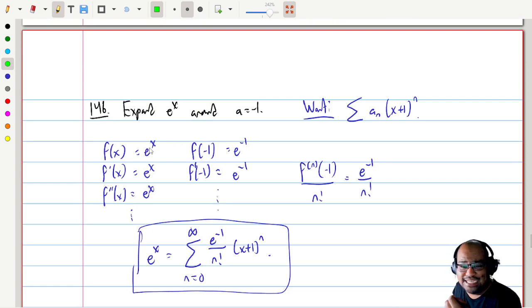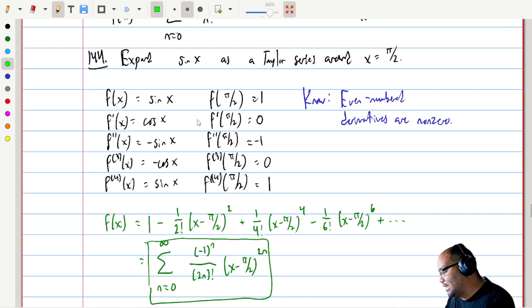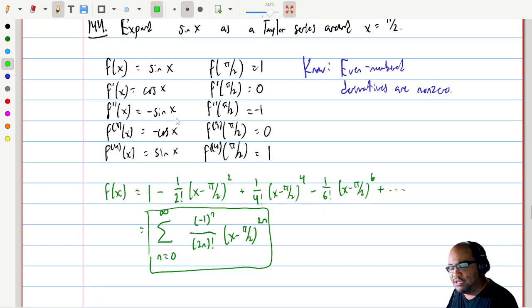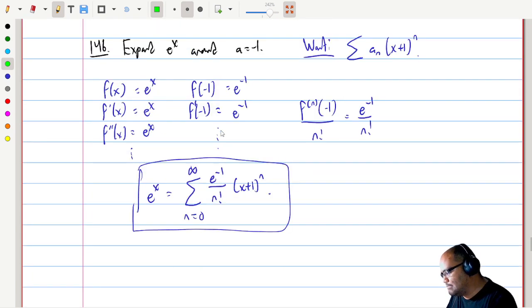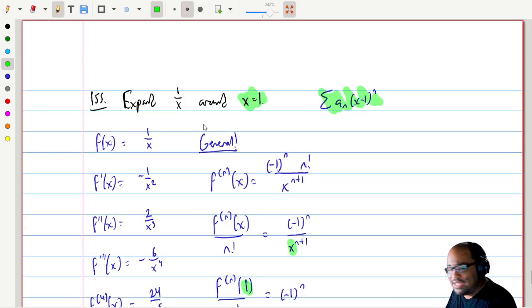This one was easy. e to the x is easy. It has an easy expansion. Okay, sine x, you have to alternate signs here. Same with cosine. Be very careful with how you do that one. And of course, this 1 over x, that's the exact same one that you get with the geometric series arguments, okay? Exact same one.